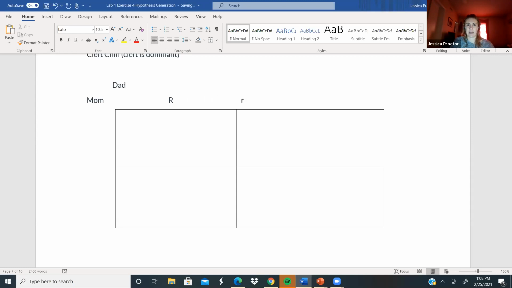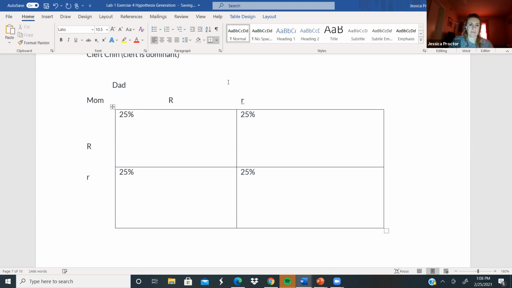Just so you know, it actually doesn't matter if you put dad along the top or along the side. You just need one parent along the top and one parent along the side. If mom is also heterozygous, then she needs one capital R to represent the dominant allele and one lowercase r to represent the recessive. When you're doing a basic monohybrid or Mendelian Punnett square like this, each box represents essentially 25% of generation one. So this is 25% here, this is 25% here, 25%, and 25%.